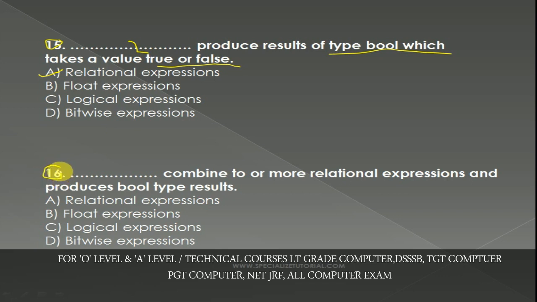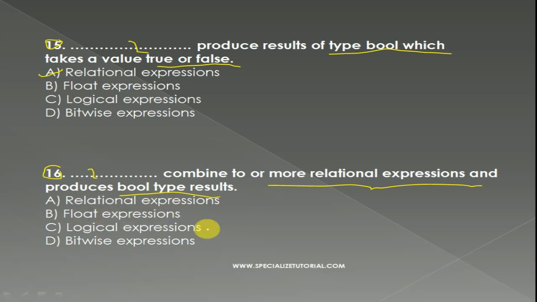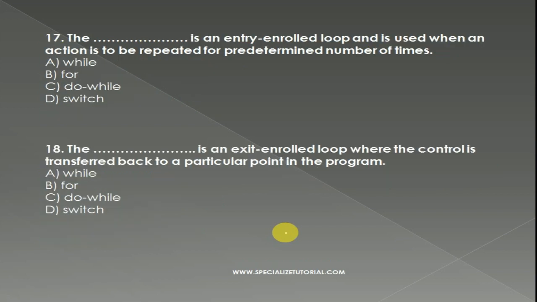Now take the next question, question number 16: what combines two or more relational expressions and produces a bool type result? Relational expressions, float expressions, logical expressions, and bitwise. Obviously, logical expressions combine two or more relational expressions and produce a bool type result.